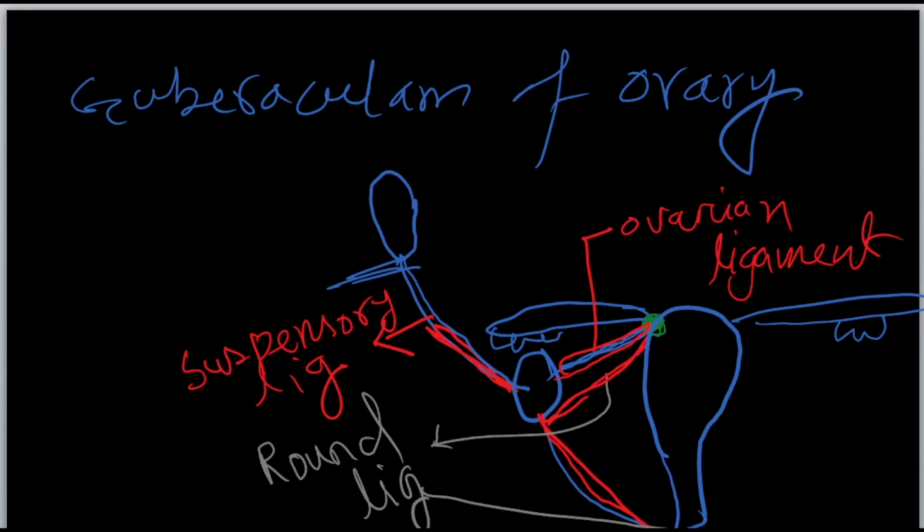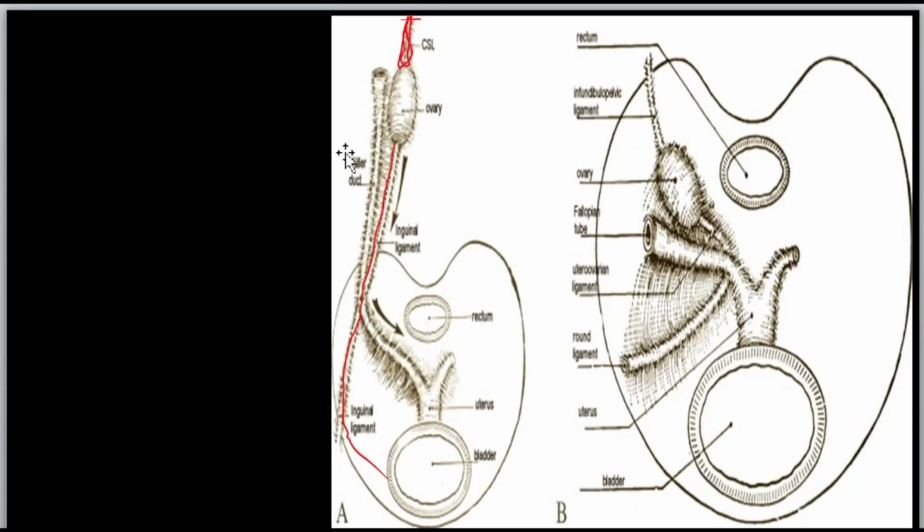Okay, look at this figure. This is the suspensory ligament. This is the ovary. This structure attaches with the cornu. It is the developing cornu, and it is known as ovarian ligament. And from the cornu it traverses the inguinal ligament and joins with the labia majora. This ligament is known as round ligament. This is the structure of round ligament.